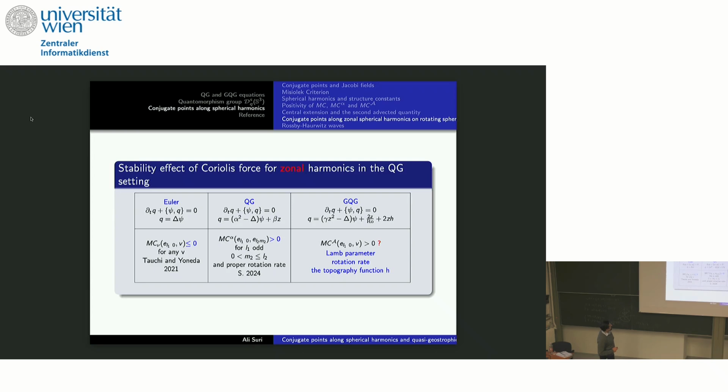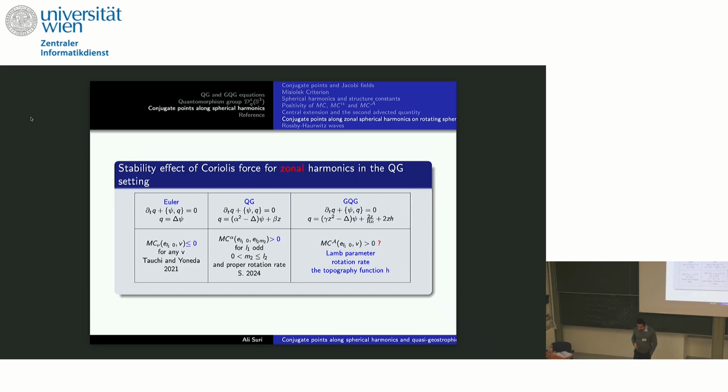So for the usual setting, Euler equations, let's test our method with zonal spherical harmonics. We cannot detect conjugate points; no positive curvature was detected here. But here, yes, when you start rotating the sphere in the right direction and fast enough, then you can catch conjugate points for half of these zonal flows, those for which L1 is odd.